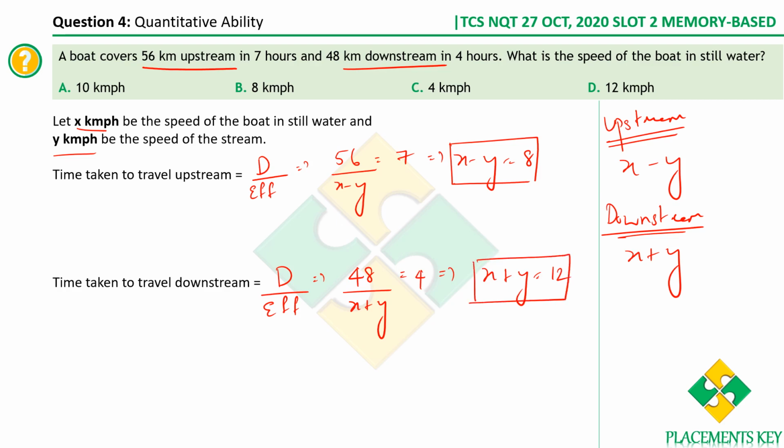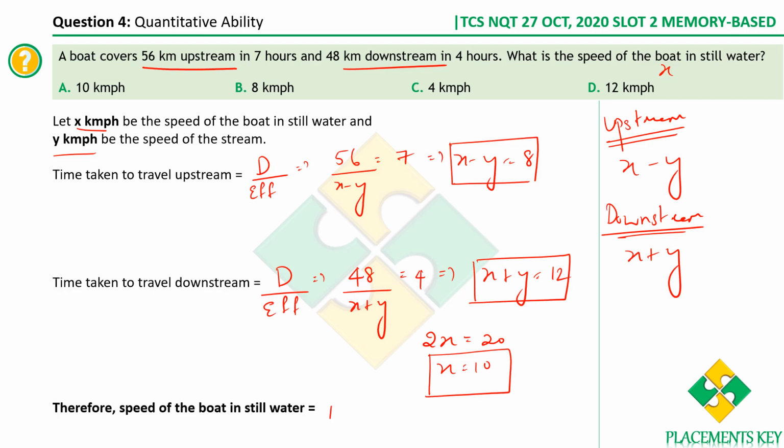Now we have two equations, two variables. We can simplify it to get the value of the speed of the boat in still water. That is, we are supposed to find the value of x. So let's add these two equations. We get x plus x, 2x, and minus y plus y get cancelled, is equal to 12 plus 8, that is 20. So we get the value of x as 10 kilometers per hour. Therefore the speed of the boat in still water is 10 kilometers per hour, which is option A.